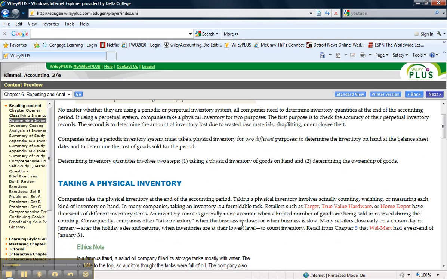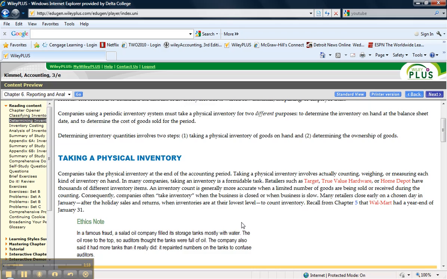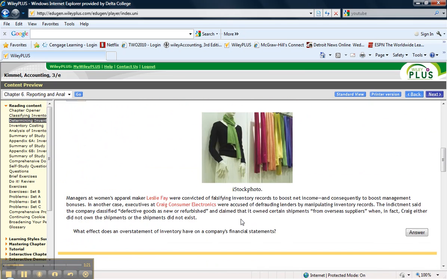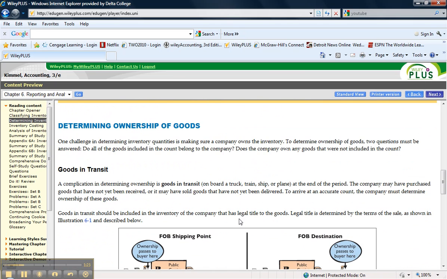So literally, that's a really hard and time-consuming job for most big companies that have lots of different types of inventory. But they have to go count what they've got first, count all the different types of inventory. So you can read about that right here. There are a couple of complicating factors. You could own stuff that you don't have in your warehouse, so we have to deal with goods in transit.